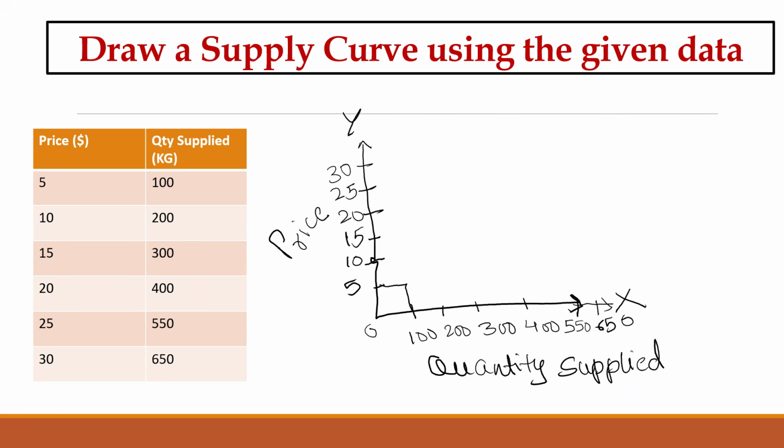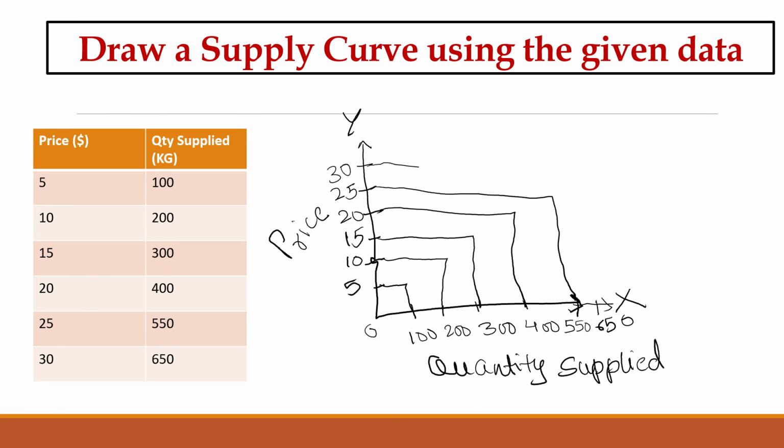When the price is 10, the quantity supplied is 200. When the price is 15, the supply is 300. When the price is 20, the supply is 400. When the price is 25, the supply is 550. And when the price increases to 30, it rises. The quantity supplied is 650.